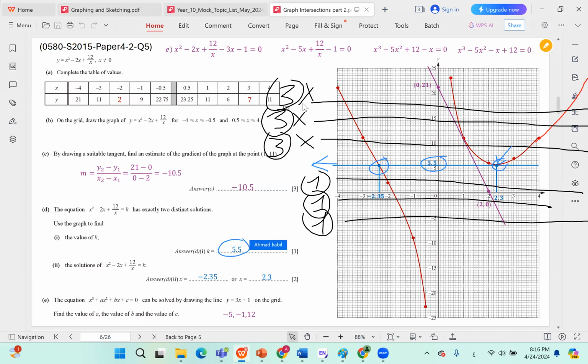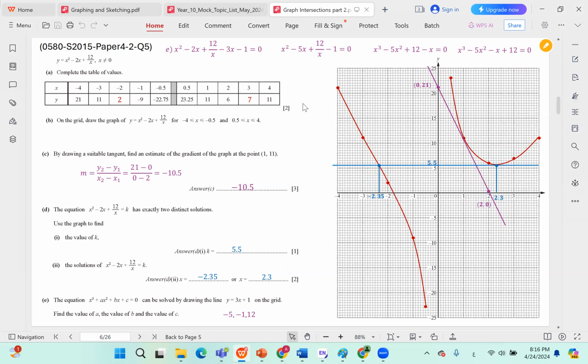And to get the actual solutions, we just see the x values of the points where the blue line cuts the red graph. We check the x values, and they are negative 2.35 and positive 2.3. Now that we have our solutions, we move on to E. So for E, we are told the equation x^3 + ax^2 + bx + c can be solved by drawing the line y equals 3x plus 1 on the grid. Find the value of a, b, and c.